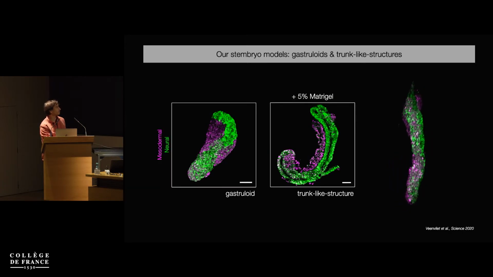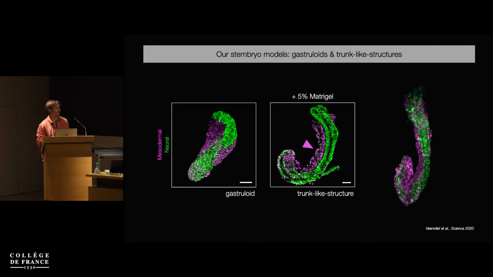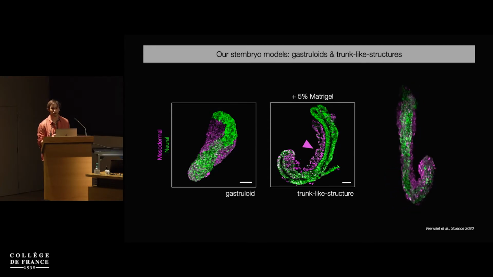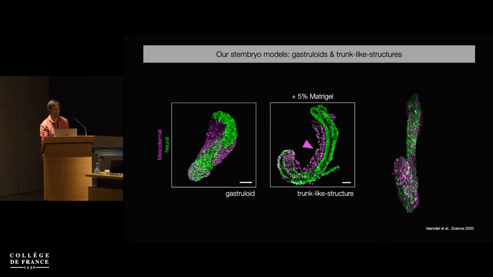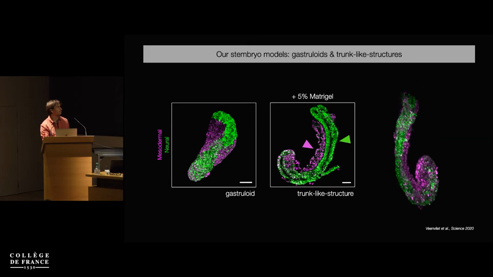So what this does is that it completely transforms these gastroloids into trunk-like structures. These structures now have somites that would in vivo continue to form cartilage, bone, and skeletal muscle, and they have a neural tube that would in vivo continue to form the spinal cord. And here you see a light sheet rendering of these structures.